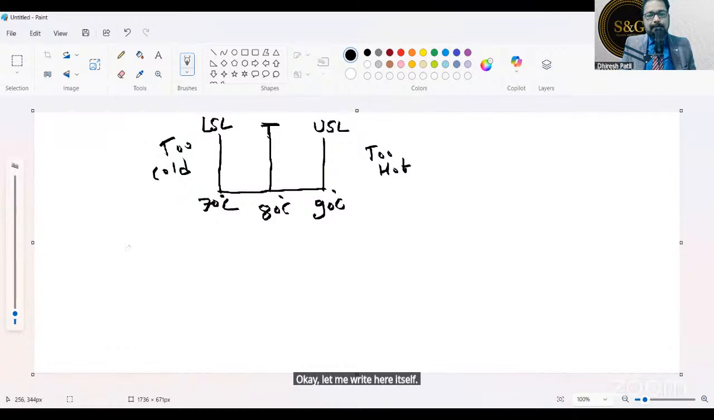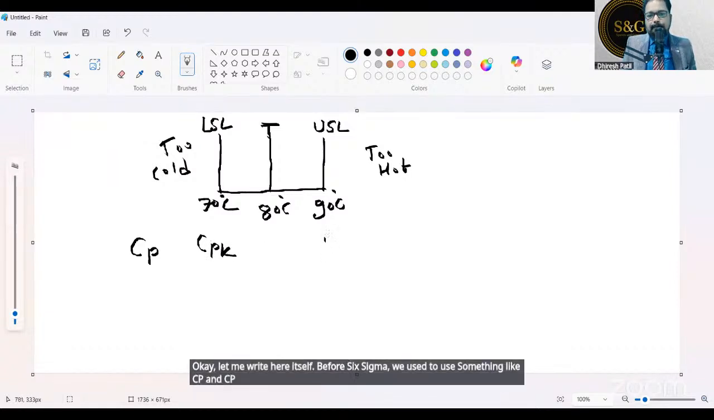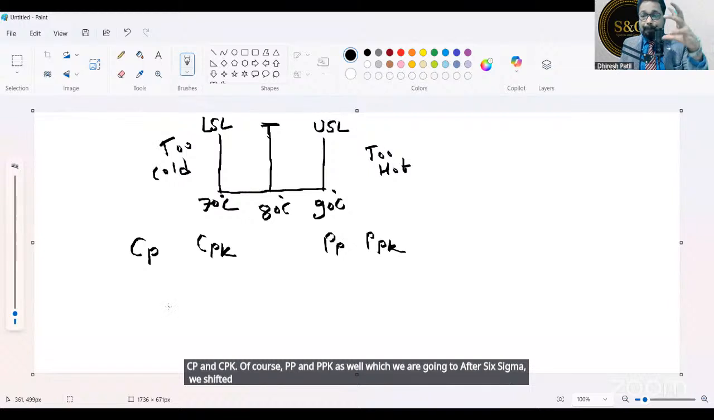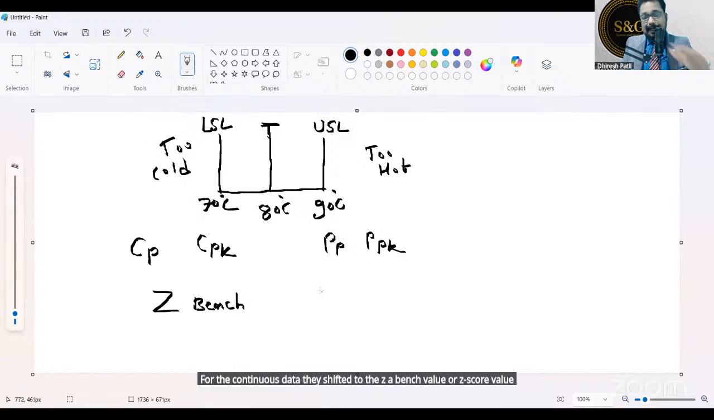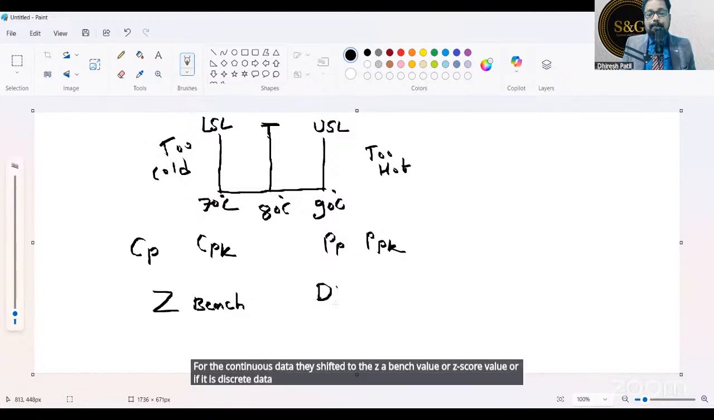Before Six Sigma, we used to use something like Cp and Cpk. Of course, Pp and Ppk as well, which we are going to discuss. After Six Sigma, the companies following Lean Six Sigma principles shifted, for continuous data, to the Z bench value or Z score value. Or if it is discrete data, they shifted to DPMO.